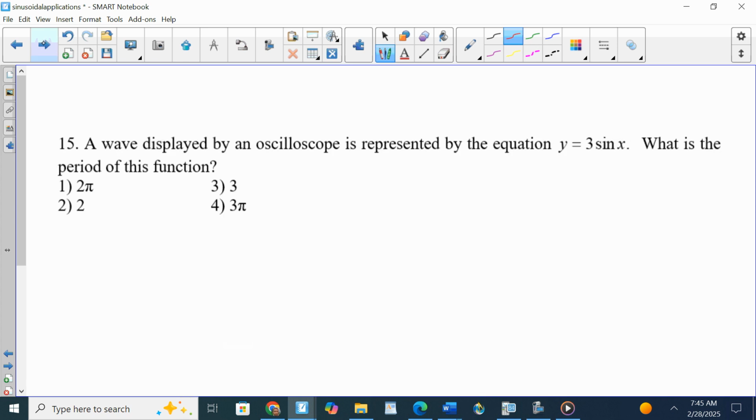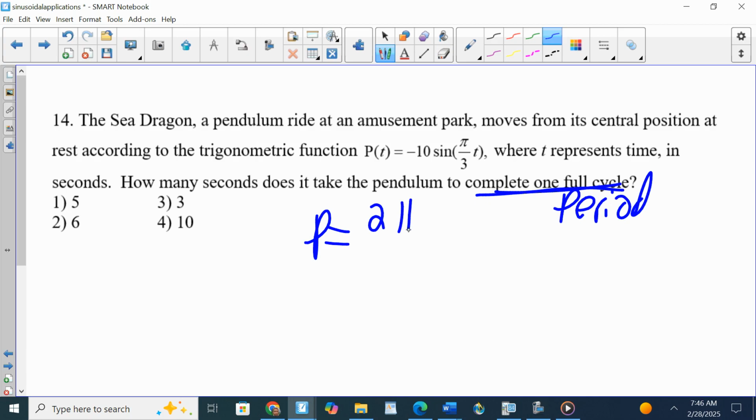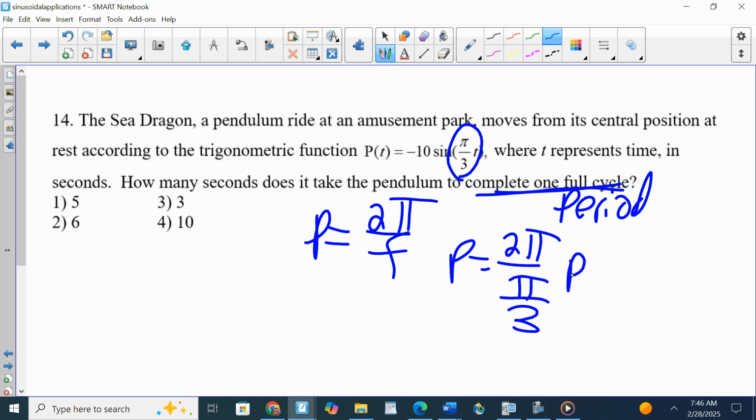More about period. I guess we can take a look at this one. It's short. Again, period. One full cycle is period. And period is 2 pi over frequency. The frequency is pi over 3. Pi's cancel. The period is 6.